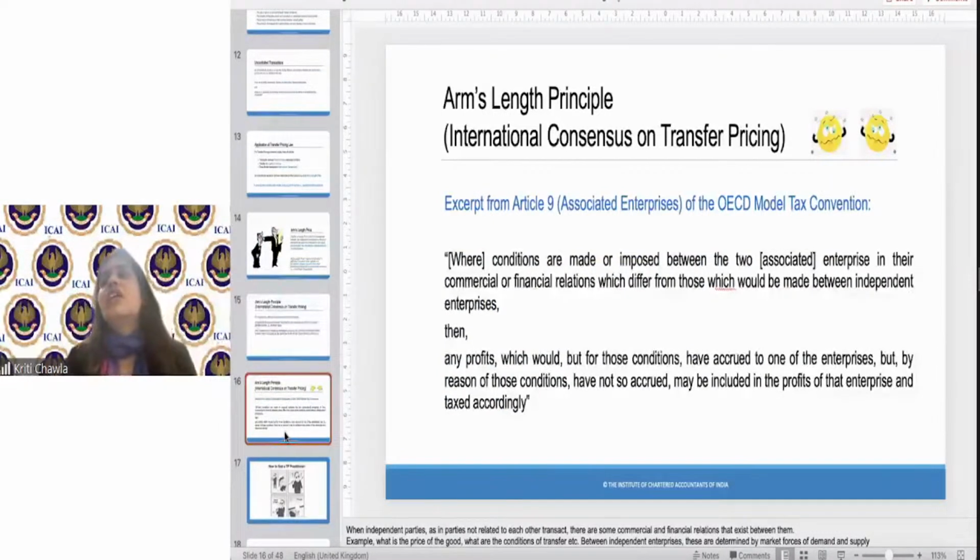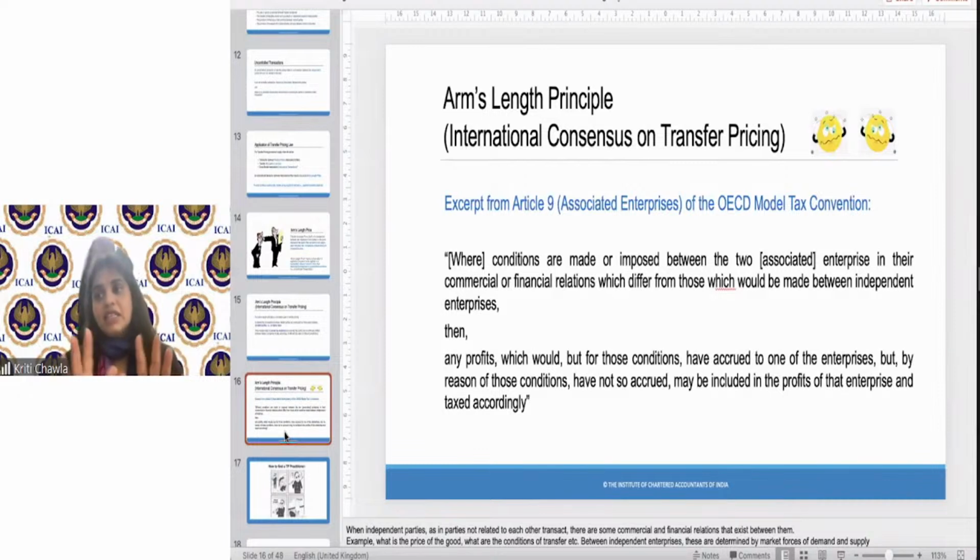Article 9 is trying to say that when related parties transact between themselves, they do not transact on these commercial and financial relations. These commercial and financial relations are different between related parties. Sometimes they are present, sometimes they are not even present. So it says that these commercial and financial relations differ between related parties. When I say differ, related party transactions happen at their own price, a price which is reflective of the relationship that exists between them.